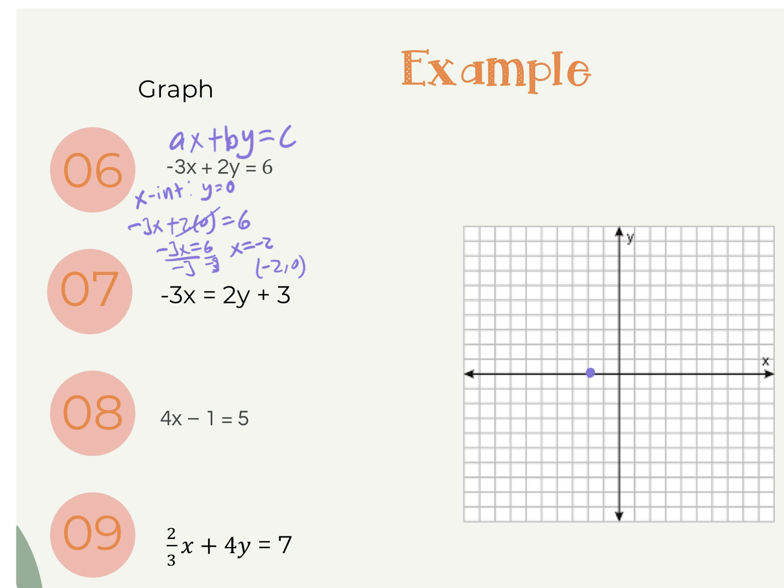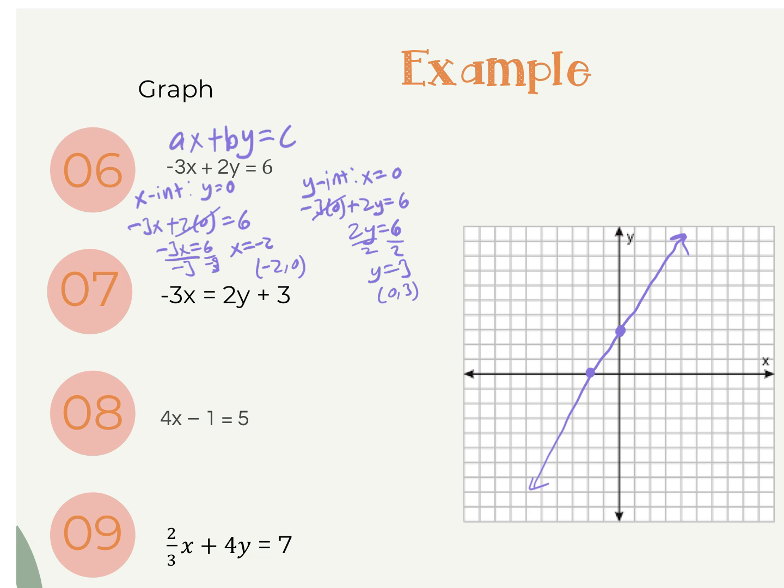And now for the y-intercept, we're going to plug in 0 for x. So we get -3 times 0 plus 2y equals 6. Then -3 times 0 goes away, and we get 2y equals 6. Divide both sides by 2, and we get y equals 3. So our y-intercept is at 0 comma 3. Then to graph the line, all we have to do is connect the 2 points. And there's our line. That's how to do it by finding the intercepts.